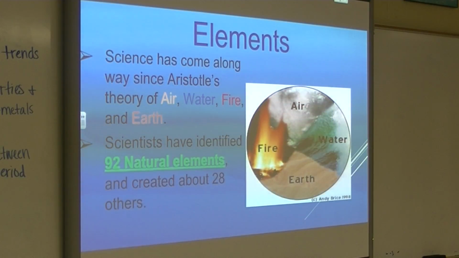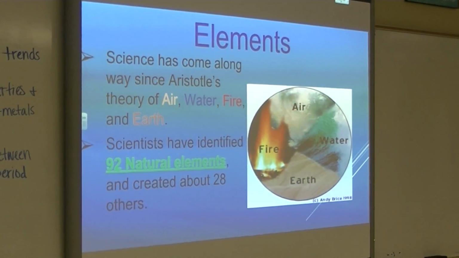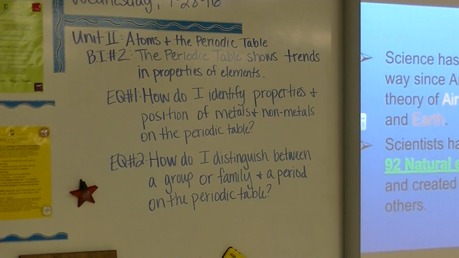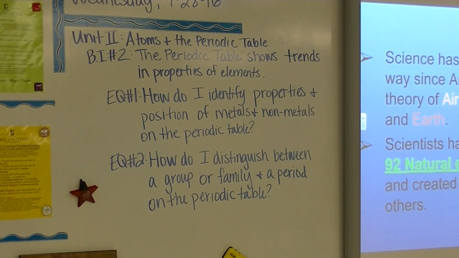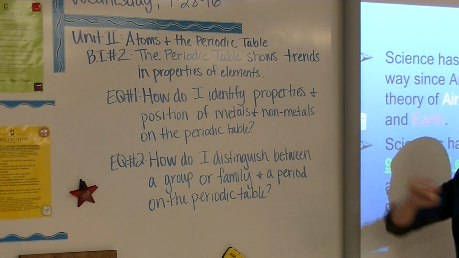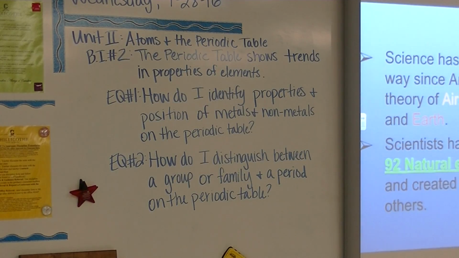Okay, guys, today we are going to talk about big idea number 2, essential question number 1. Big idea 1 was that atoms are the building blocks of matter. Big idea 2 is that the periodic table shows trends and properties of elements. So we're going to talk about how the periodic table was organized in order to give us even more information about the elements that are on it. Essential question 1 is how to identify properties and position of metals and nonmetals on the periodic table. So that's what we're going to talk about today.